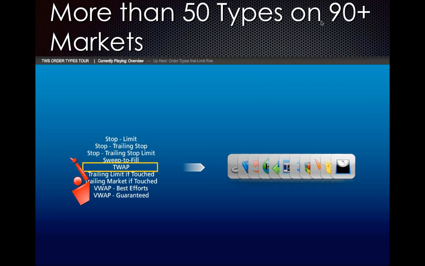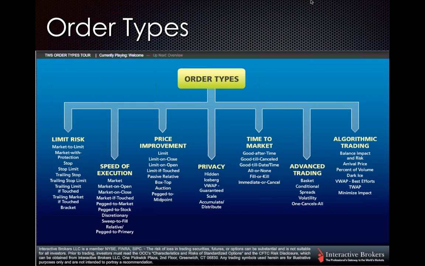Previously, I already mentioned to you that Interactive Brokers has more than 50 types of orders, and it works on 90 plus markets. We are going through quite a few of them already. We've done probably 30 different orders, and tonight I'm going to address advanced trading. You can see this on the screen.